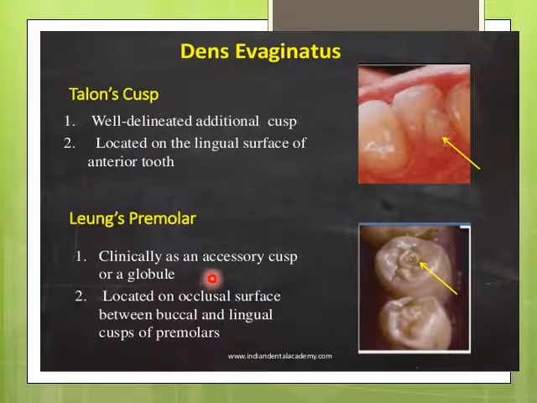This is a premolar. Clinically it shows an accessory cusp or globule. Here you can see the globule is present, located on the occlusal surface between the buccal and lingual cusps of the premolar. Right? Understood?